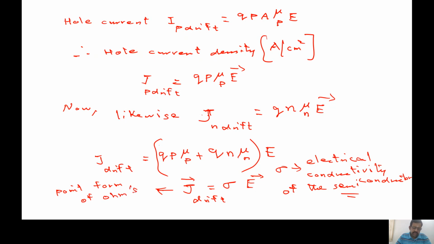So Ohm's law, we know the circuit form is V equal to IR. This we know very well. But J equal to sigma E is also another form of writing Ohm's law. We can get V equal to IR starting from J equal to sigma E, or we can get J equal to sigma E starting from V equal to IR. So both are one and the same. And sigma is inversely proportional to the resistivity.